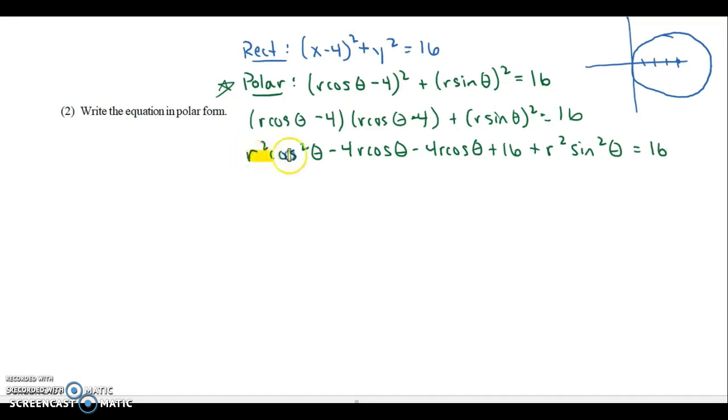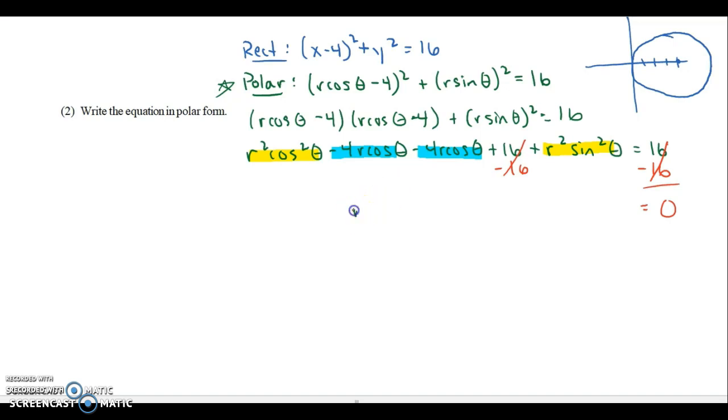Now here's where I need to start kind of grouping some things together. So I'm going to group together and look at those 2 things I have highlighted in yellow because I'm starting to see the cosine squared and sine squared. I've got some like terms to combine with the minus 4r cosine theta. And then if you notice, I'm going to go ahead and take away the 16 from both sides because that's going to give me 0 for both of those. So a little bit of rearranging here, and this one starts to go a little bit smoother.